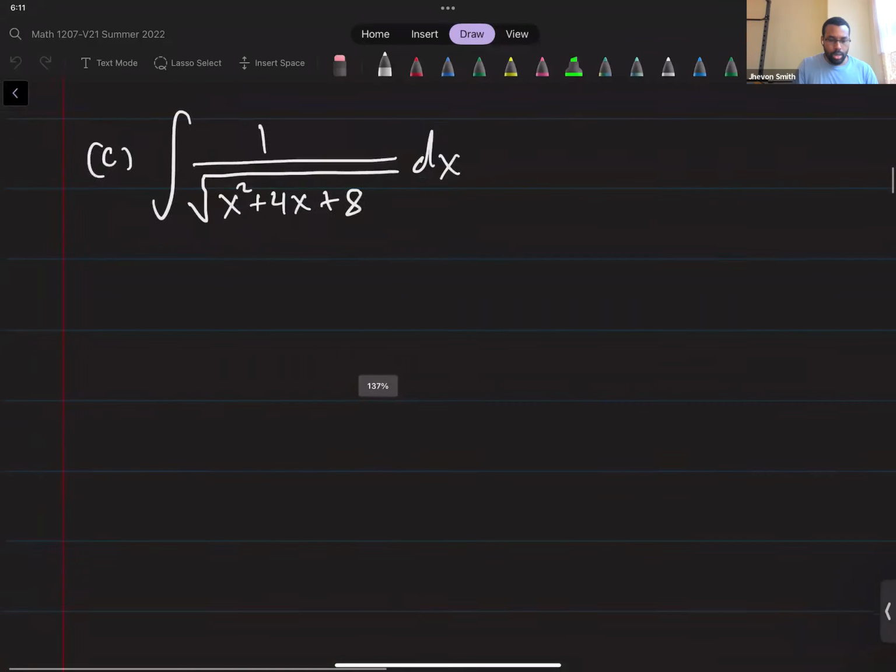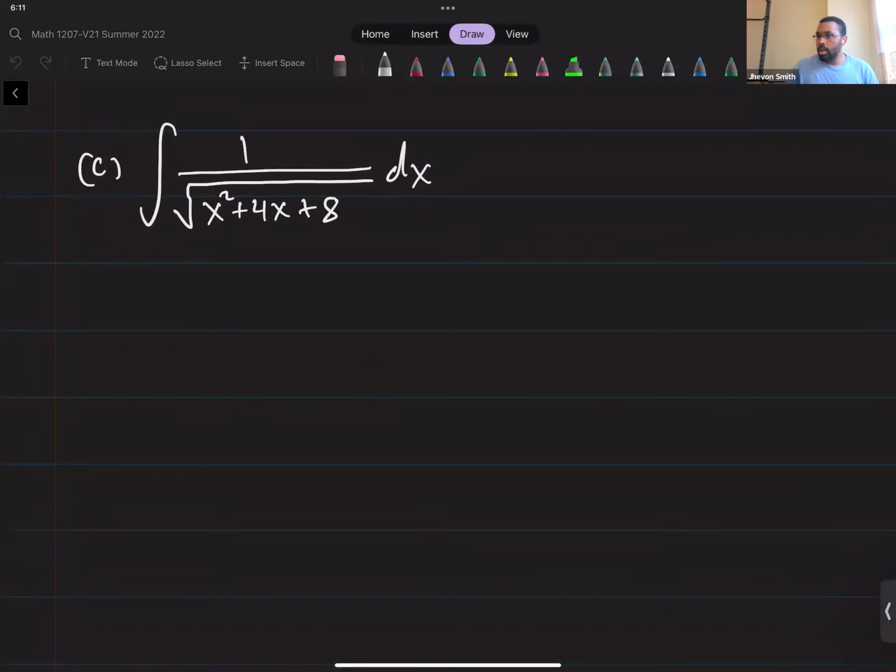So let's look at this one. So what did you guys try here? What do you think we could use for the approach here? I made the denominator x plus 2 squared plus 4, all under a square root. And then... Right. So that's what you did, completing the square. So that is an option.